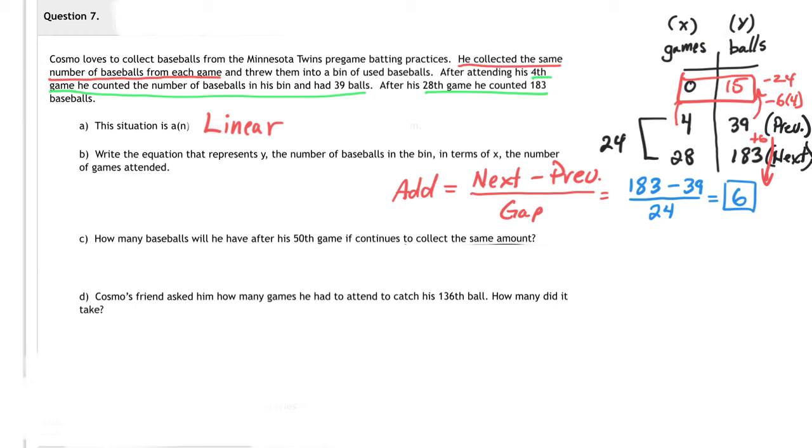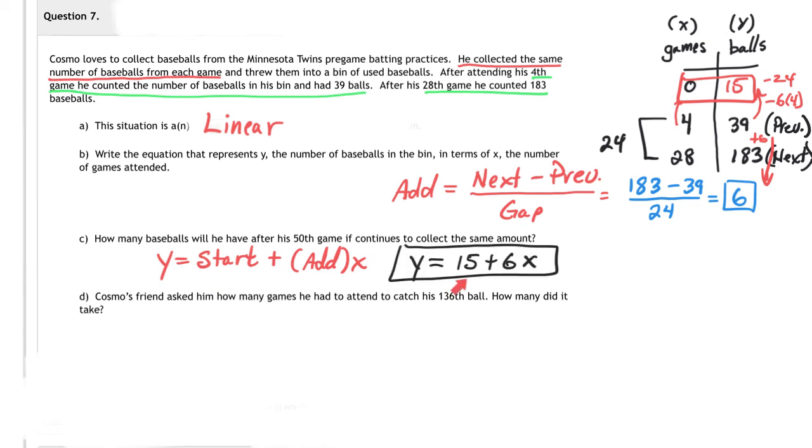So the question asked you earlier, what did he start with? Well, he starts with 15, and then what is he adding by? He is adding 6 each time. So therefore we say it's y equals 15 plus 6x.